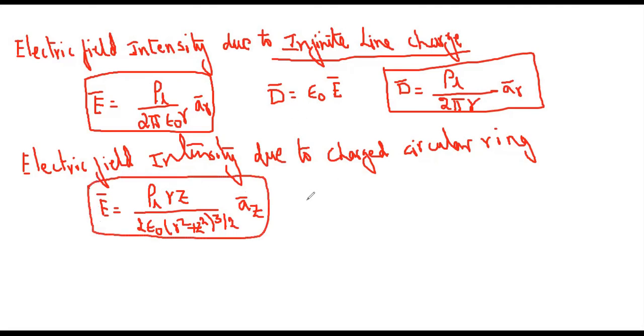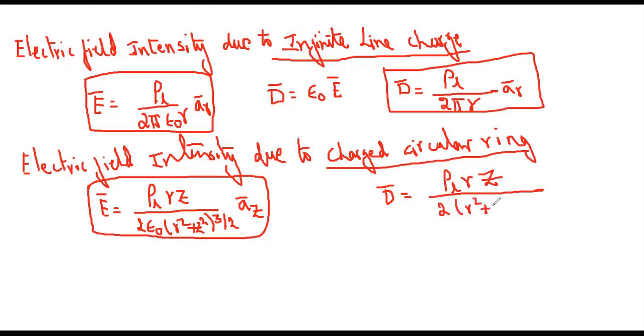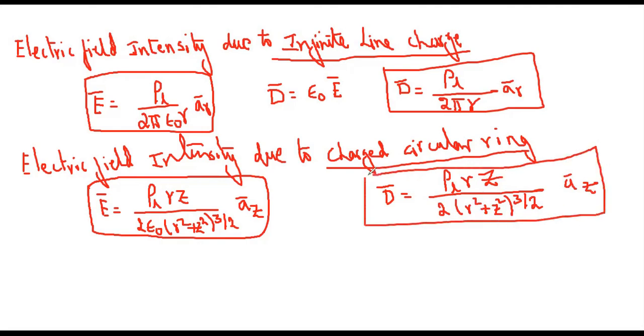And here also, by using this relation, D bar is the electric flux density due to the charged circular ring. D bar is equal to, without the epsilon, rho L R Z divided by 2 into (R square plus Z square) whole power 3 by 2 into AZ bar. Got it, my students?